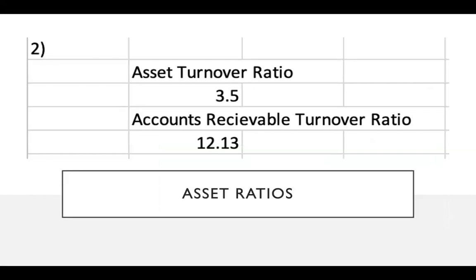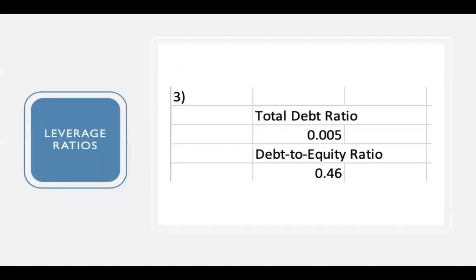Take a look at the asset ratios. Their asset turnover ratio is 3.5, which is actually still pretty high. But that accounts receivable turnover ratio is 12.13. According to a quick internet search, the average for accounts receivable turnover ratio was in the sevens. So they're operating much higher than that. So Amazon is still doing well for their assets as well. Their turnover ratio is 3.5, which is also high. So again, the company is still performing well in these metrics.